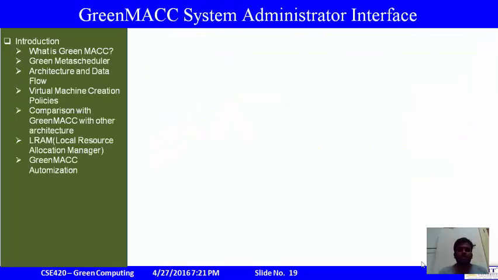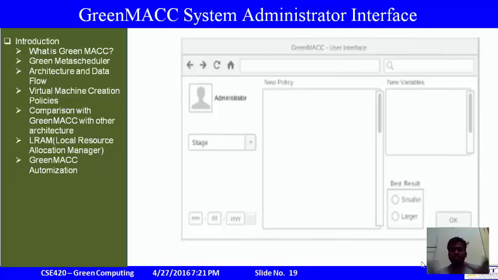Now, Green MAC system administrator interface. This image basically gives us an idea of what the Green MAC system administrator interface looks like. We have various search columns, home. These are the various administrator panels. The new variables, the best result, whether we want small or large, and the new policies.